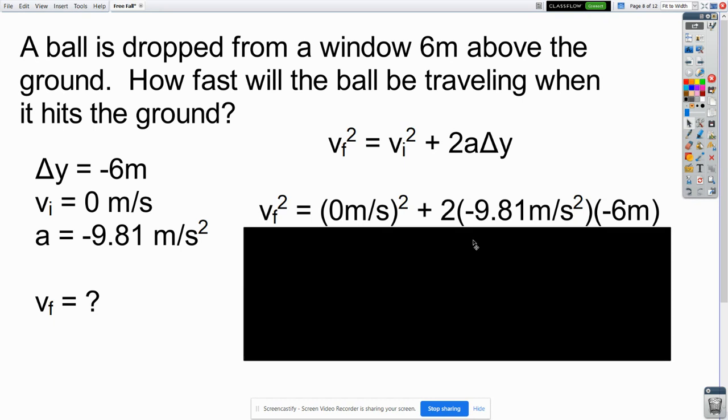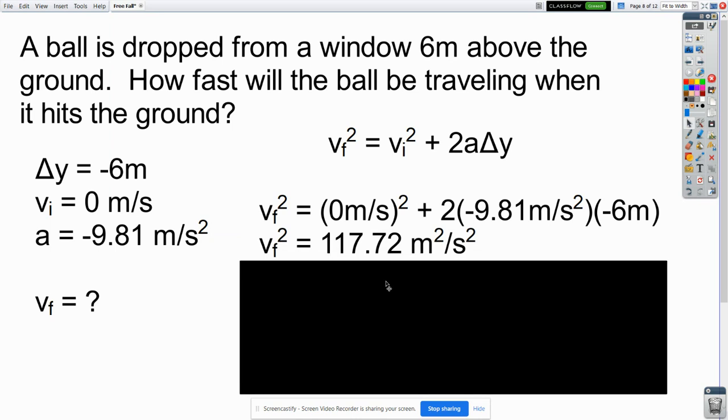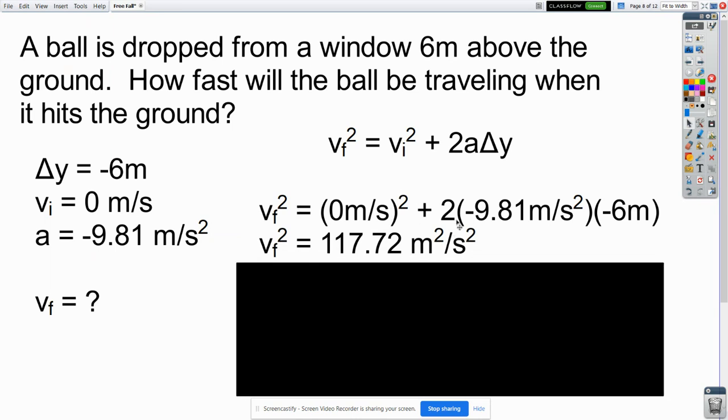Substitute and solve. Vi is 0. A is negative 9.81. Delta y is negative 6. I'm going to simplify. 0 squared is 0, so I'm just going to drop that totally out of the picture. 2 times negative 9.81 times negative 6 is 117.72 meters squared per second squared.